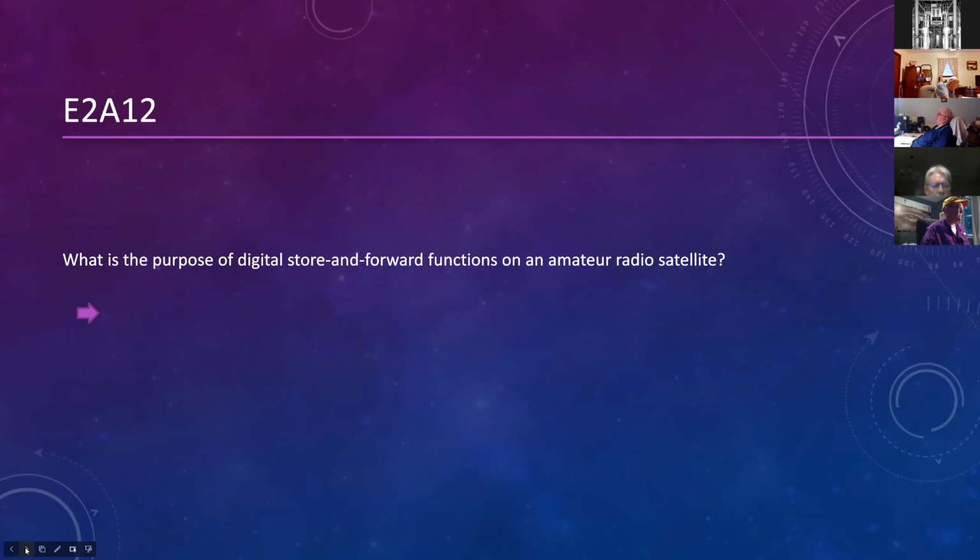What is the purpose of digital store and forward functions of an amateur radio satellite? And the book does a pretty good job of explaining this: to store digital messages in the satellite for later download by other stations. The satellite can't always see who a message is intended for when it receives it, so it's got to store it until it can. Store and store.